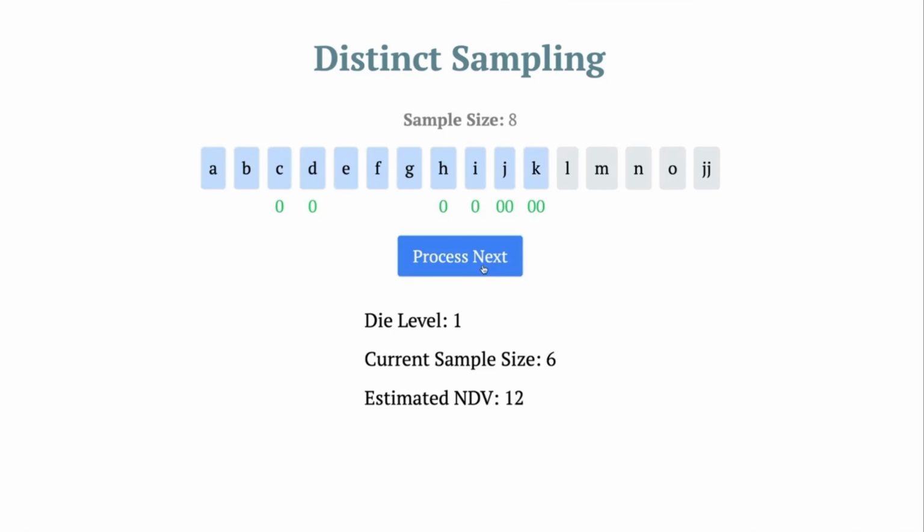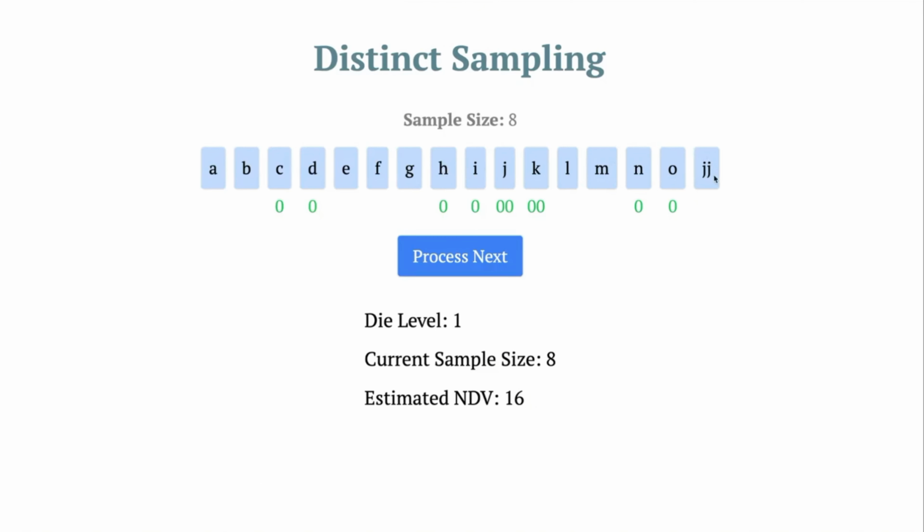We keep going. Finally, we finished all the samples from, say, TiKV. The die level is 1, and the current sample size is 8. So the final estimate is 2 times 8, because the die level is 1. So the final estimated NDV is 16. It's great, right? Because we only have 16 values here.